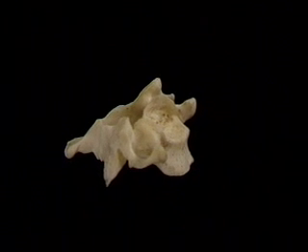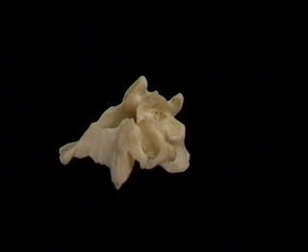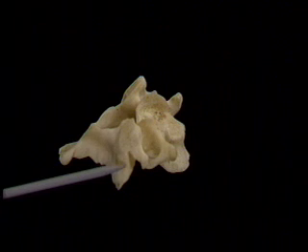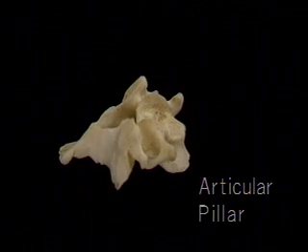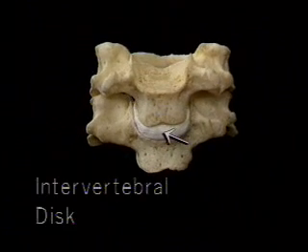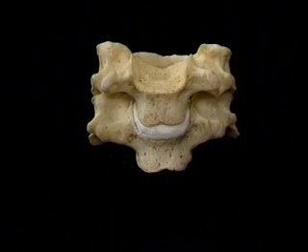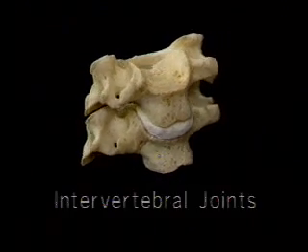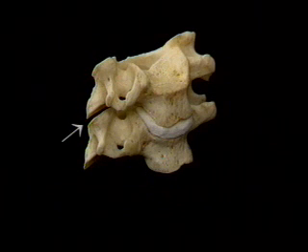The articular surfaces slope upward and forward. They're connected by this mass of bone, the articular pillar. Each vertebra is joined to its neighbors by an intervertebral disc in front and by two intervertebral joints behind, one on each side.